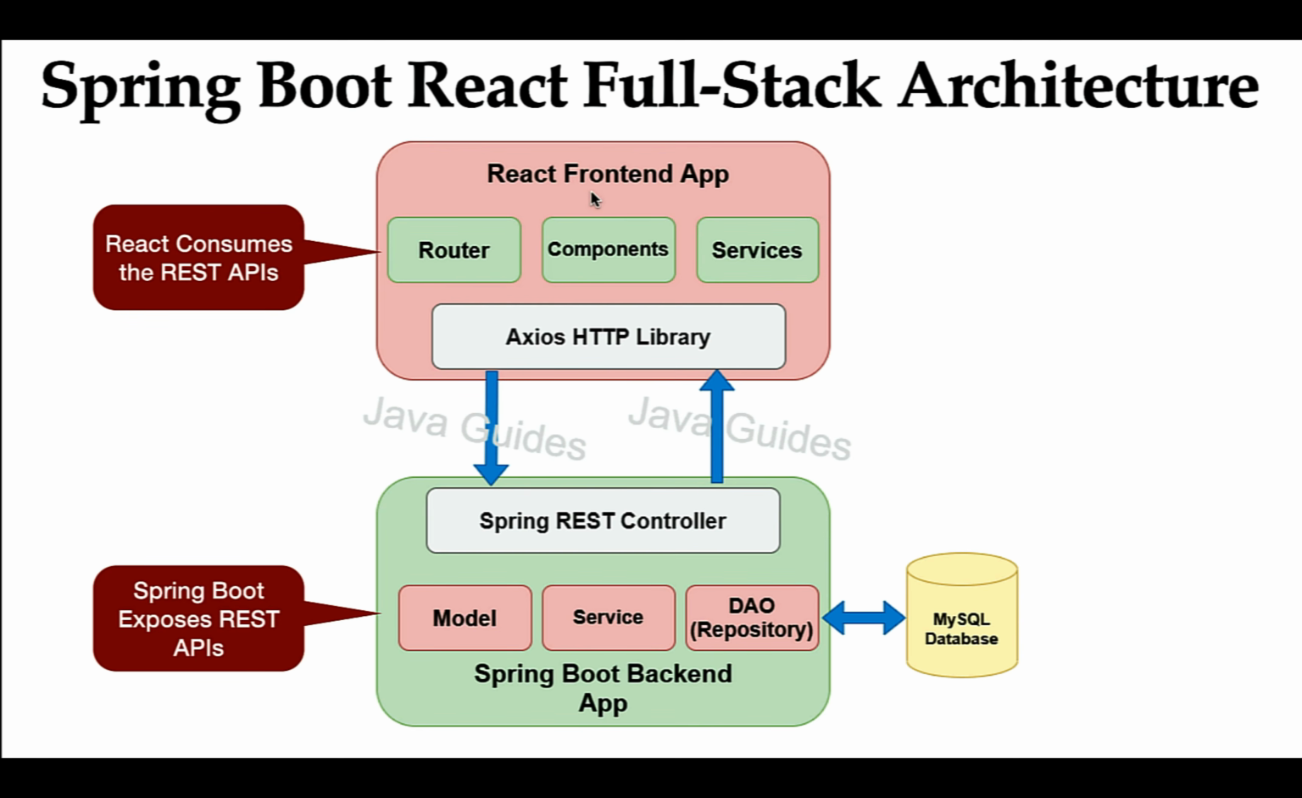Alright, so just remember, React.js is not concerned with the HTTP library. We have to use a third-party HTTP library to make a REST API call in a React application, and in this project, we are going to use the Axios HTTP library. Overall, the Spring Boot backend application exposes the REST APIs, and the React application consumes the REST APIs. So this is pretty much the Spring Boot React full stack application architecture.